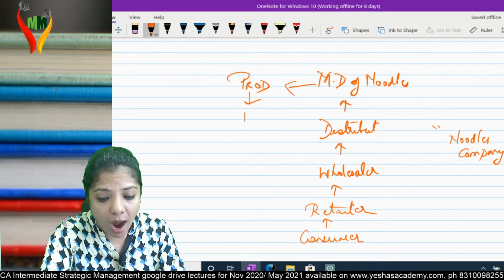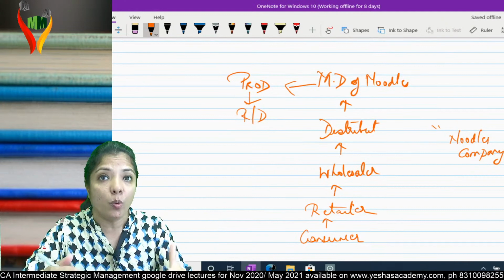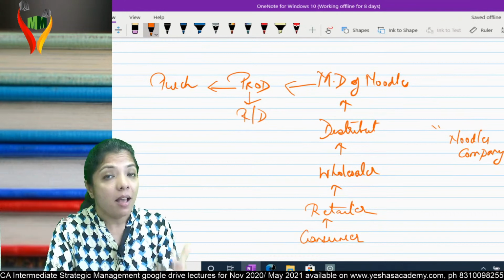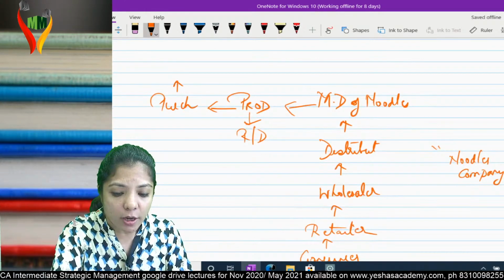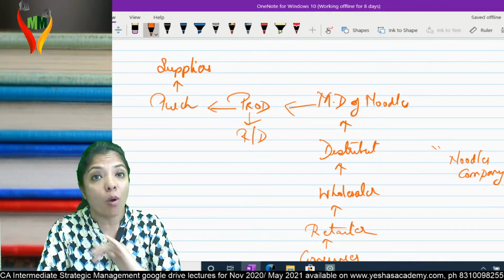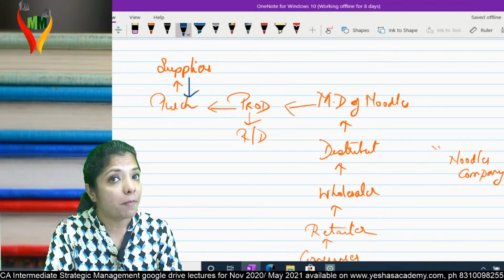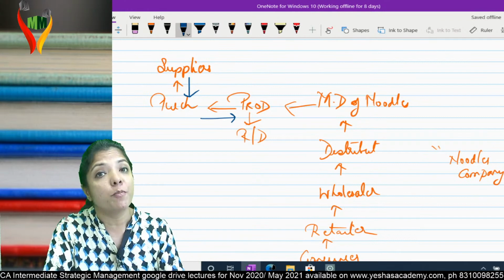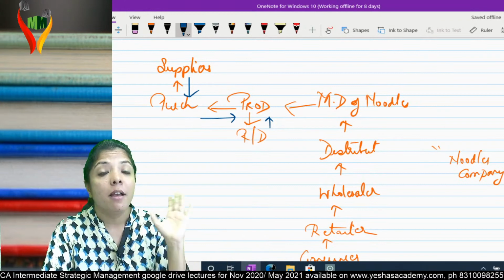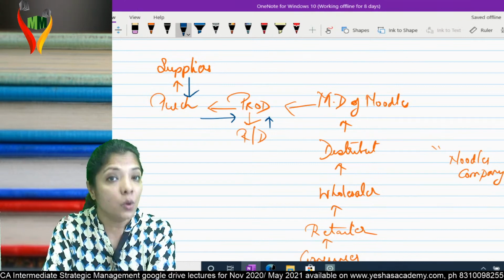Production team will tell the R&D team, help me with a mold by which I can make round noodles. Then production team will tell the purchase team, don't buy maida, buy atta. Purchase team will tell suppliers, now I want wheat flour, I don't want maida. Supplier will give wheat flour to the purchase department, which gives it to production. R&D gives the mold to production, and production makes round atta noodles.